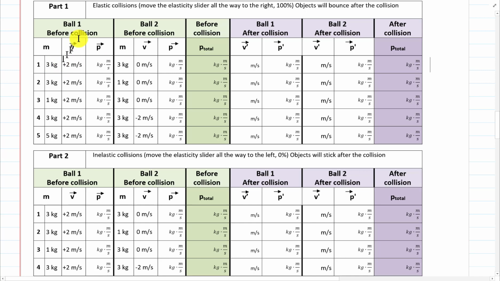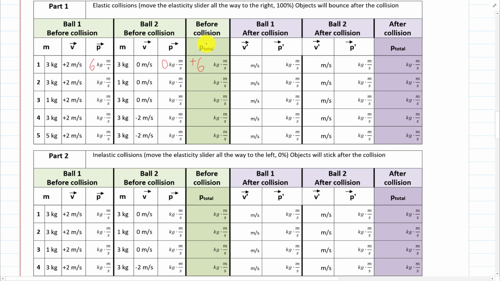Here we go. So we're doing it with the elasticity of 100%, which I've set. The mass is 3, the speed is 2, and the other mass is 3, and it's 0. Right now, mv, and this is to the right. I'm already just saying to the right, and if it's the opposite way, it'll be negative. So let's see, can I write in here? This is going to be 6, and this is going to be 0, so the total momentum beforehand is positive 6. And let's see what happens afterwards.